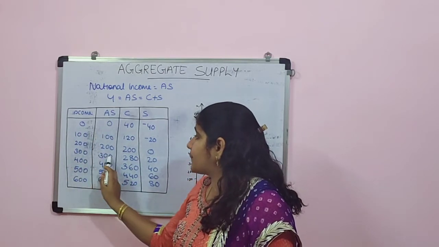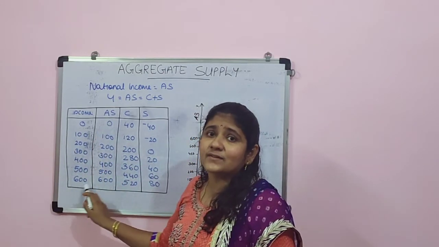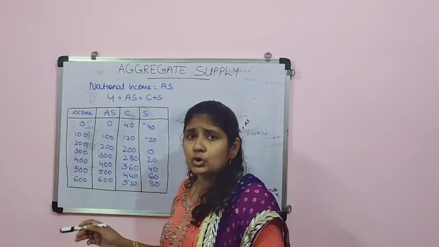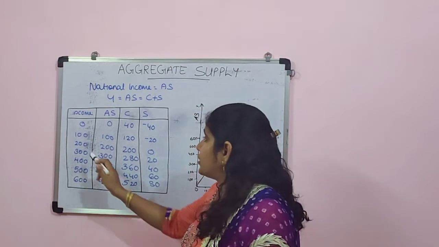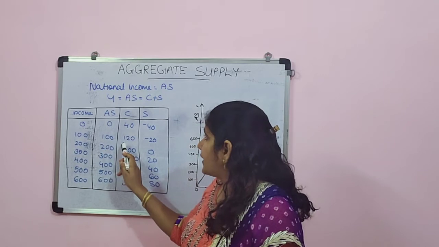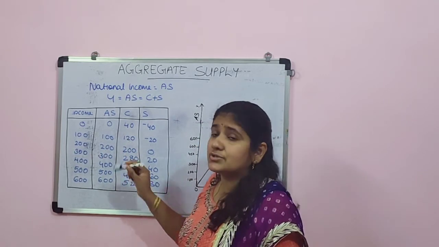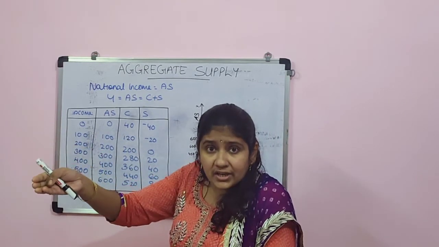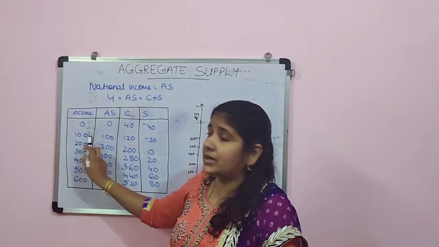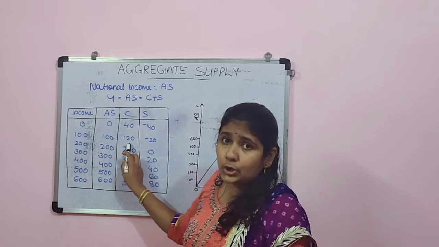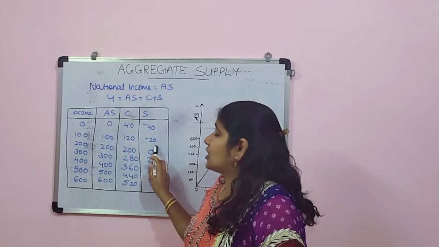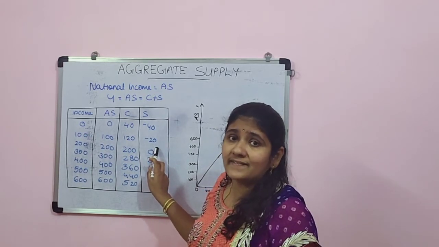then also, aggregate supply, always the income and aggregate supply, these columns, the AS column and Y, will be the same only, because income is equal to supply. So here when the income is 100, AS is also equal to 100. But here what happened, the consumption is a little bit more than the income. Though income is 100, consumption is 120. So 120 minus 100, the saving is equal to minus 20.